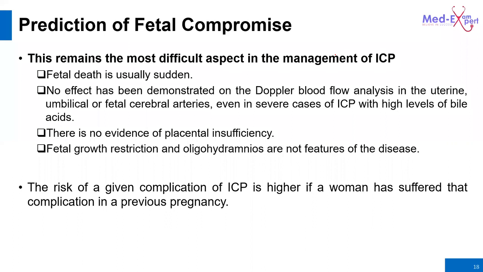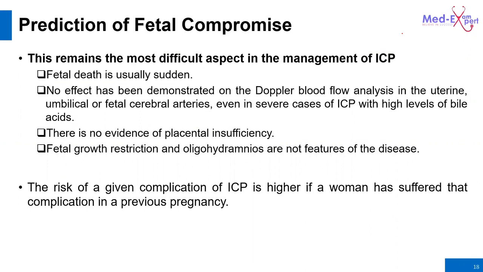Fetal growth restriction and oligohydramnios also are not features of the disease. So we don't have obvious signs to be able to predict the fetal compromise. Sudden death of the fetus, no compromise to the Doppler studies, no compromise to the placental flow, no fetal growth restriction, no oligohydramnios. So how can we predict the condition? It's so difficult.